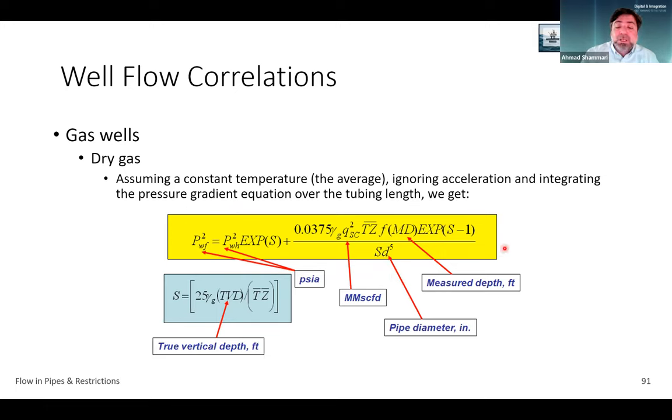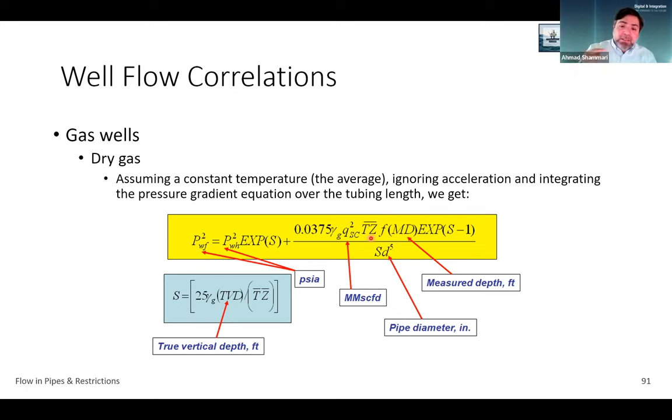Why? Because using this correlation, we can immediately find the flowing bottom pressure given very few parameters. We just need to know what is the flow rate at the surface, what is the diameter, what is the measured depth, okay? What's the friction factor, and then the average T and Z, and voila, we can now get the flowing bottom pressure, okay? This will be very useful if we want to construct our outflow or VLP curve, right?